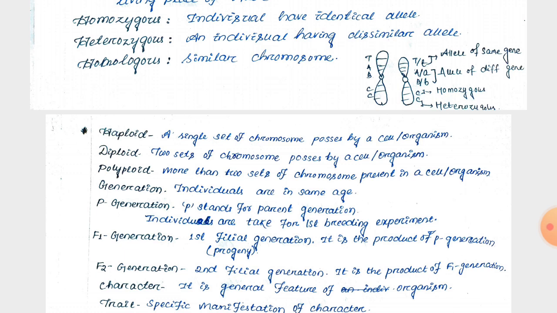Then what is homologous? Homologous is a distinct term from homozygous. The term homologous is used for chromosomes, right? Homologous meaning similar chromosomes. They are structurally similar. Their centromere positions are similar, their arms are similar. So these are called homologous, right?